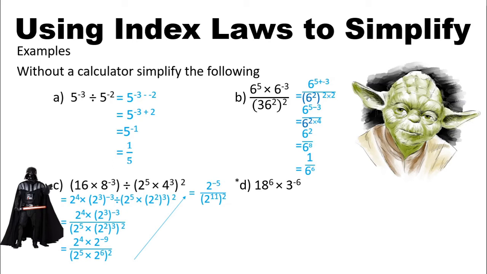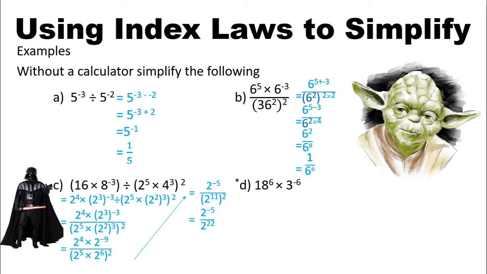In the denominator, I had 2 to the power of 5 times 2 to the power of 6. The multiplication law tells me to add those indices. 5 plus 6 is 11. And I still have to the power of 2 outside that bracket. So just 2 or 3 more steps here. I can next do my power of a power law. 2 to the power of 11 to the power of 2. Multiplying those indices, I'll have 22. So I have 2 to the power of negative 5 over 2 to the power of 22.